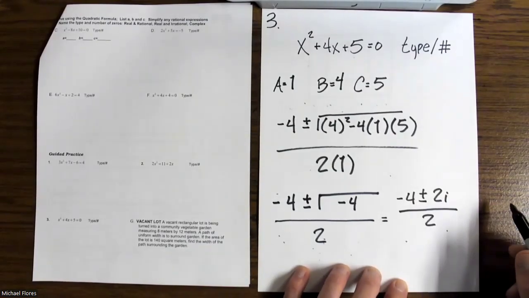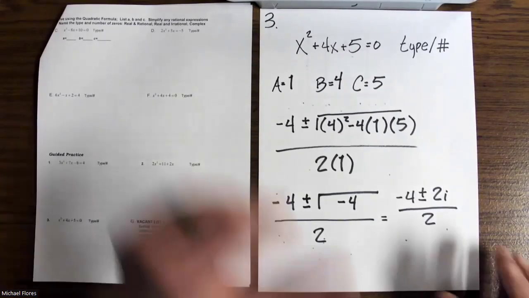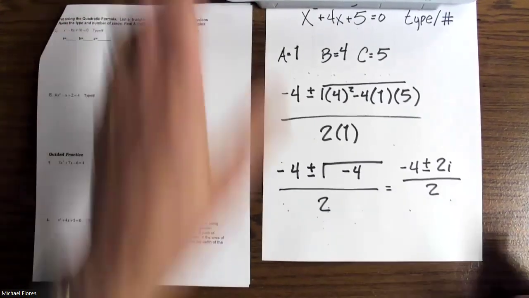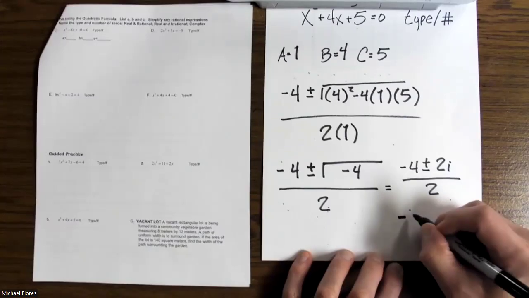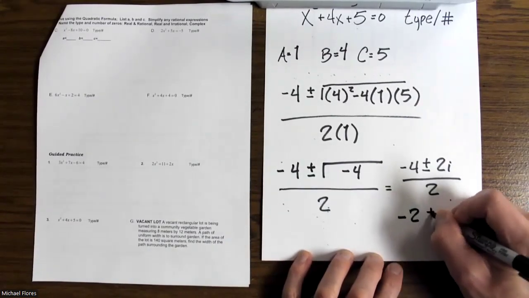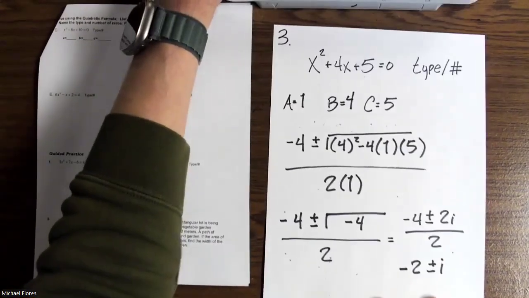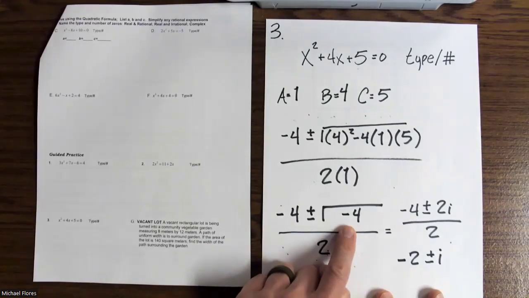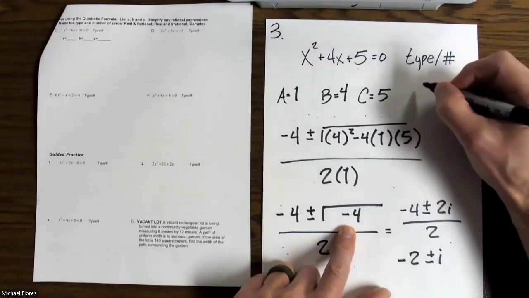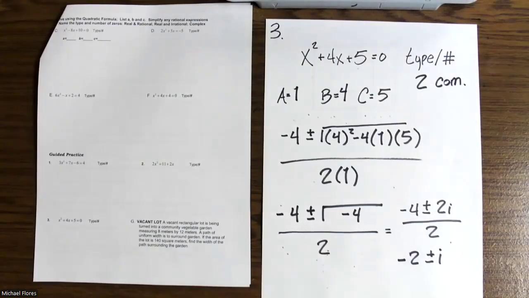Now that we have fully simplified the root, check and see if these numbers are divisible by a common number. And they are. They are all divisible by 2, leaving us with our final answer of negative 2 plus or minus i. And one thing I forgot to mention is that since this discriminant is negative, that tells us we have 2 complex solutions or 2 imaginary solutions.